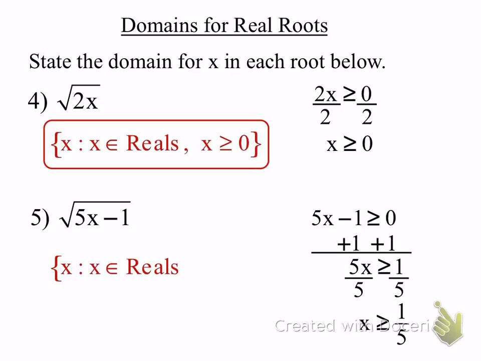Subtract. So in this case, x is greater than or equal to 1/5. You're just solving it, but you're setting it to be greater than or equal to 0. That is what you have to know, because nobody's going to tell you that in the directions. That's your domain rule for radicals.